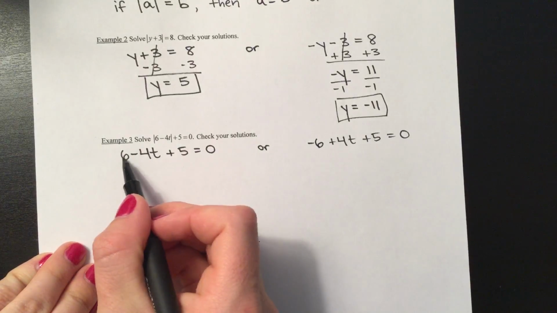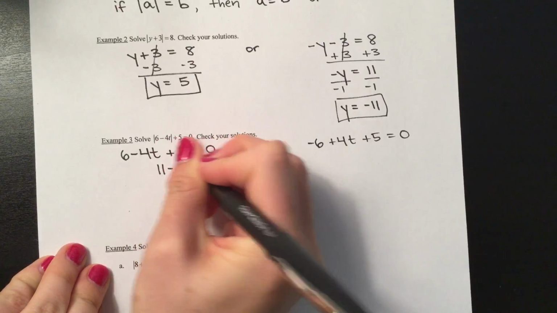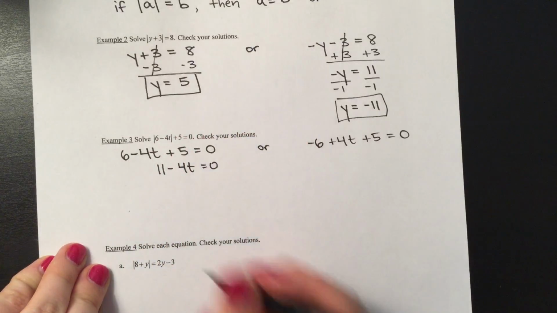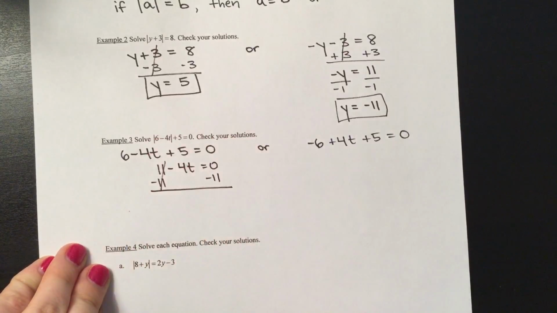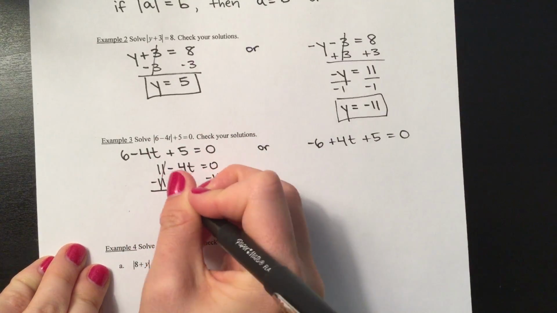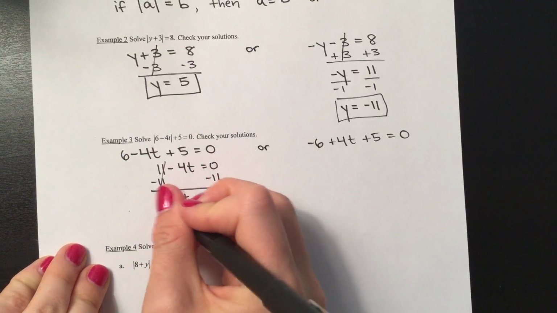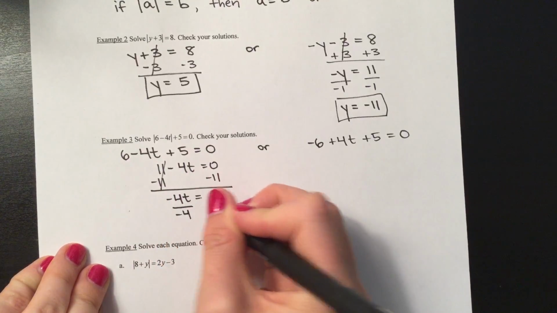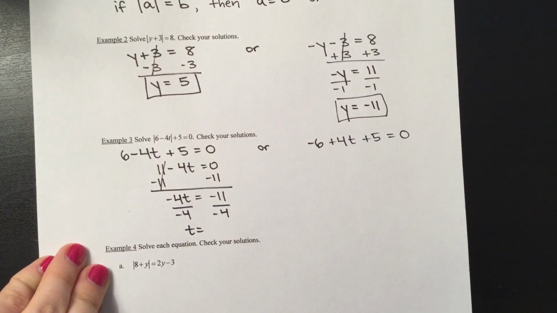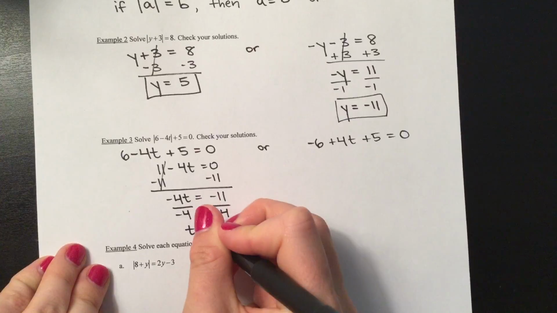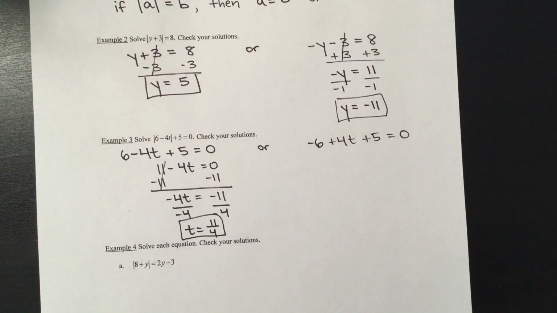So here I combine the 6 and the 5, and I get 11 minus 4t equals 0. I'm going to subtract the 11 from both sides. So these would cancel. I still have negative 4t equals negative 11. And then divide both sides by negative 4. So real quick, for our final answer, when I have a negative divided by a negative, it would make it positive. You don't have to turn these into mixed numbers. You can if you want, but I'm perfectly fine with improper fractions.